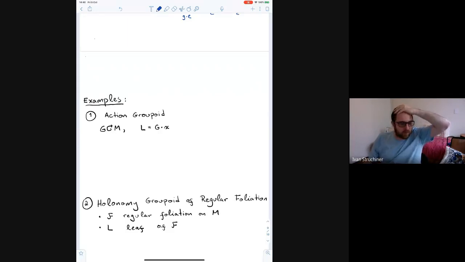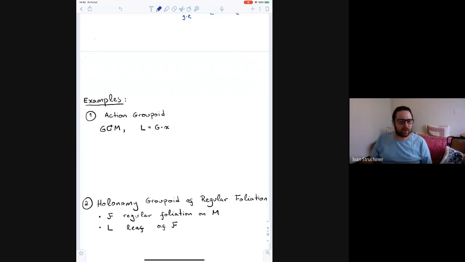So I'm going to tell you what a linearizable groupoid is in a second. A linearizable groupoid is a groupoid which is locally isomorphic to its local model, to its linear model. And there are groupoids which are not locally isomorphic to their linear model and which don't have, except for trivial subgroupoids, I would guess, subgroupoids that are locally isomorphic to its model.